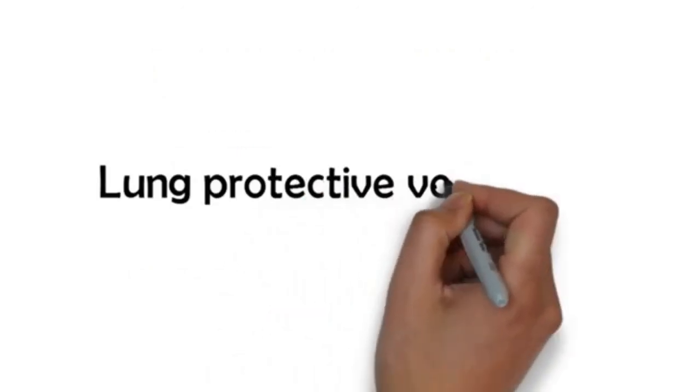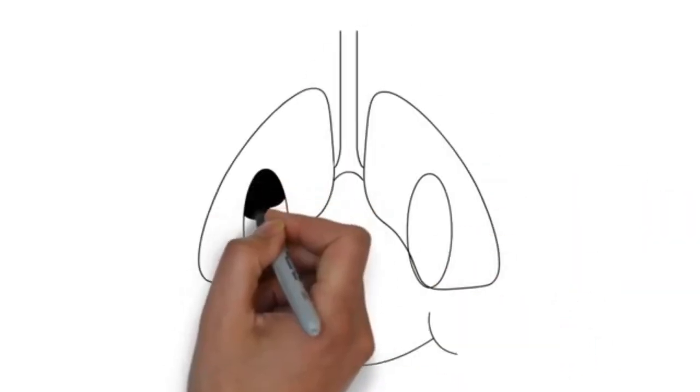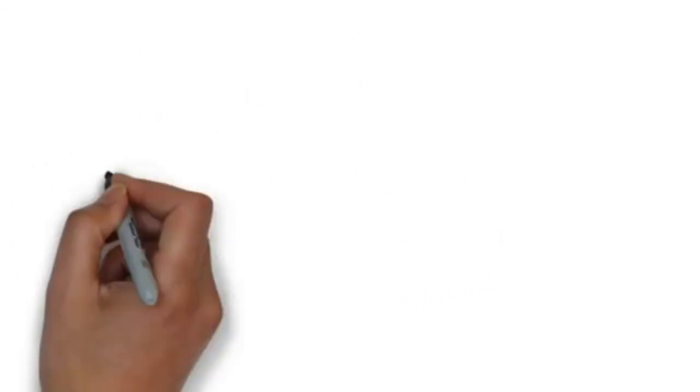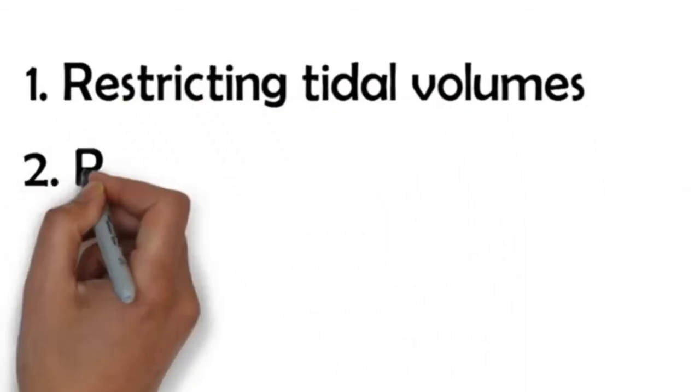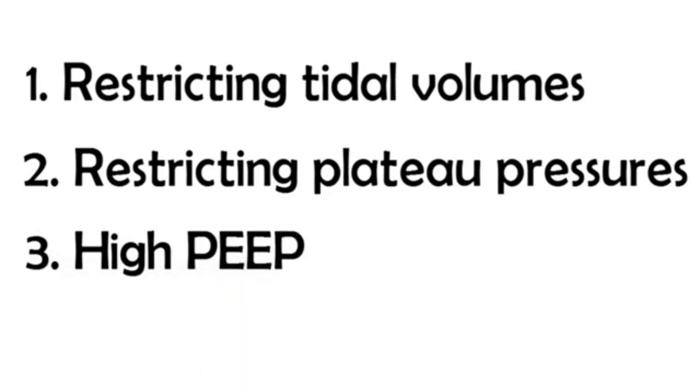You've heard about lung protective ventilation. It's a collection of ventilation strategies that we know are good for the lungs when a patient is at risk for lung injury. Lung protective ventilation has usually included restricting tidal volumes, keeping plateau pressures below 30 cm of water, and setting a higher level of PEEP.